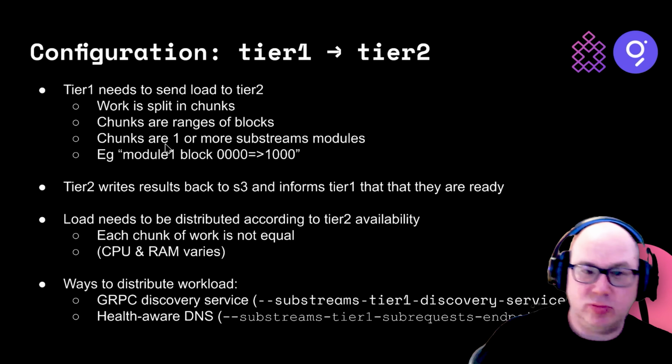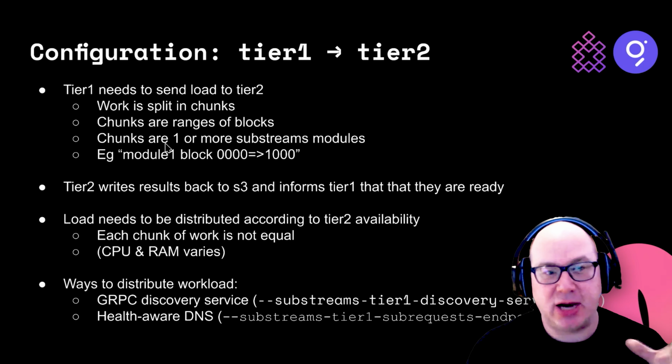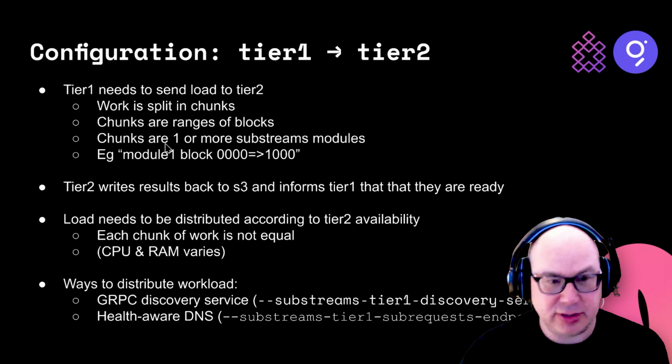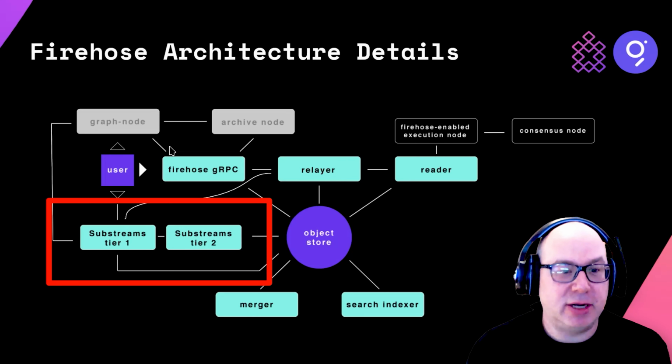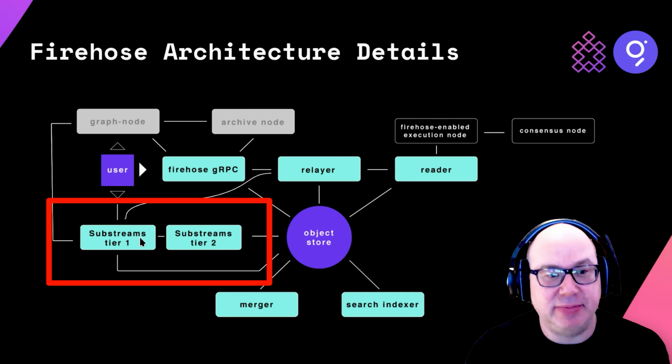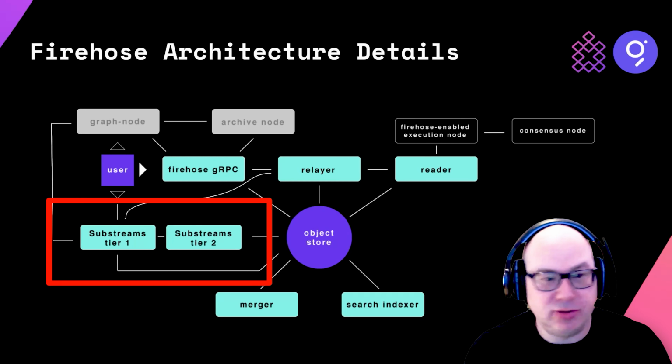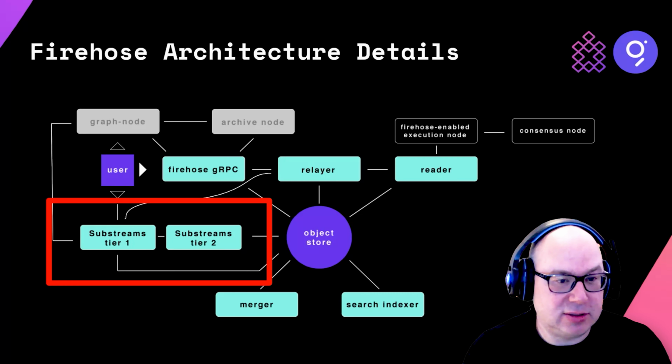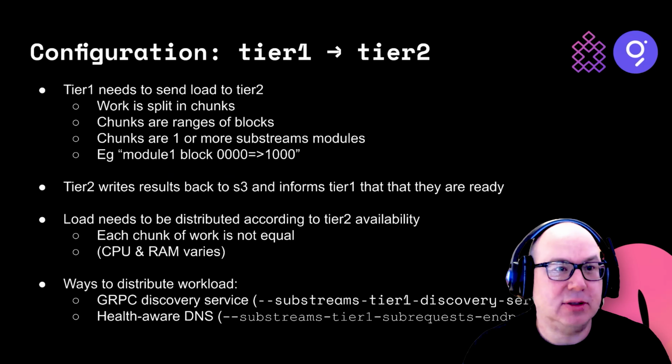Okay, so we need to talk about the configuration. How do we go from tier 1 to tier 2? Let's just go back to the diagram here. Right, so we're going to talk about this little line here between tier 1 and tier 2. So that's the topic for the next few slides.